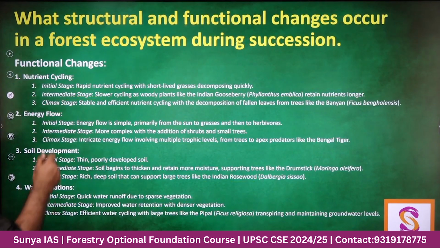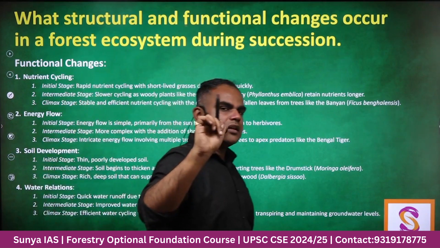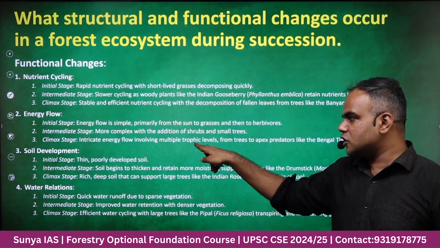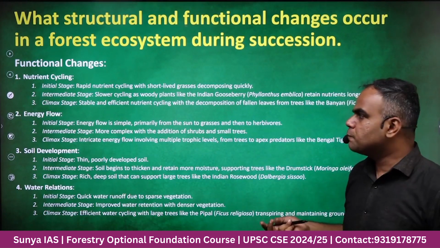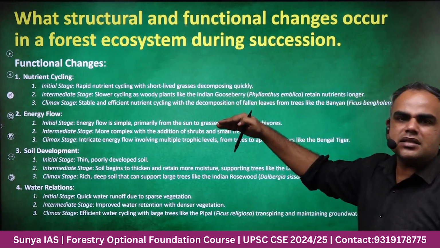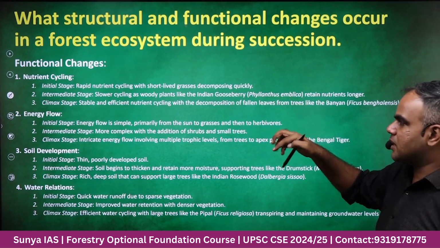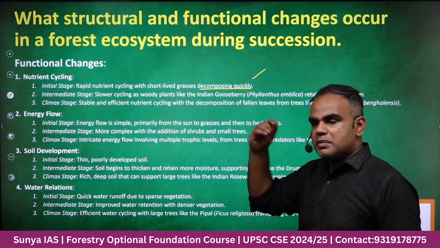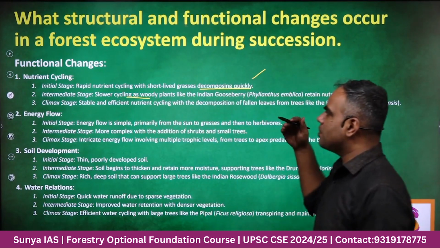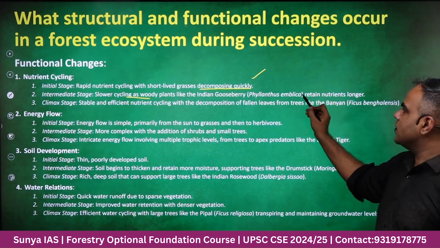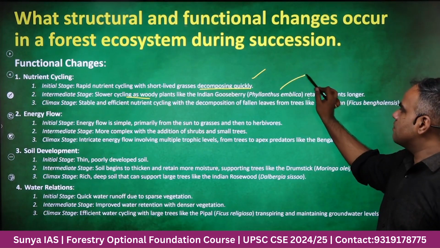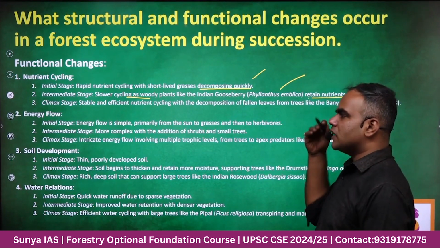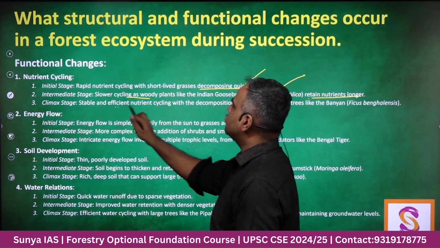The functional part: if you don't remember anything, remember 2 things. 1, nutrient cycling, and then energy flow. Other than that, 2 more things are there: soil development and water relations. Here also, you can easily understand what will happen at the initial, intermediate, and climax stages. Here, short-lived grasses will decompose. In the intermediate stage, slow cycling will happen, because let's say amla, Phyllanthus emblica, will retain nutrients for a longer period of time. Climax stage, here you will have more stable and efficient recycling.